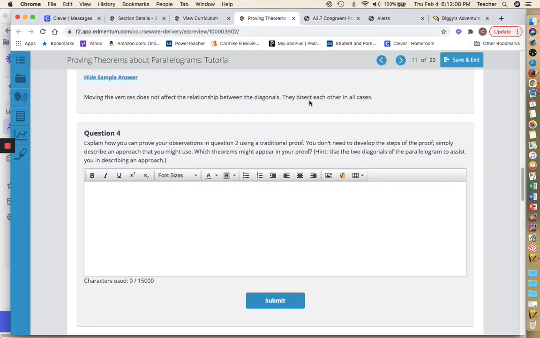So if I look at the 4 triangles, there are 4 triangles. The top and bottom triangles are congruent by side, side, side. The left and right triangles are congruent by side, side, side.